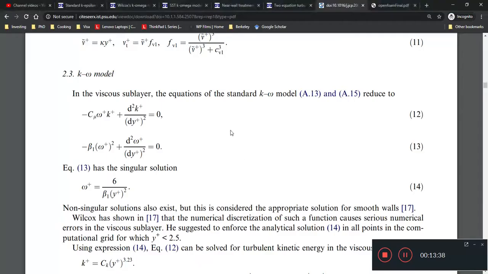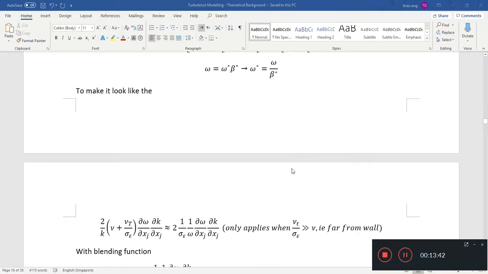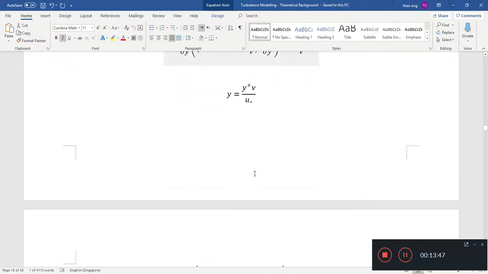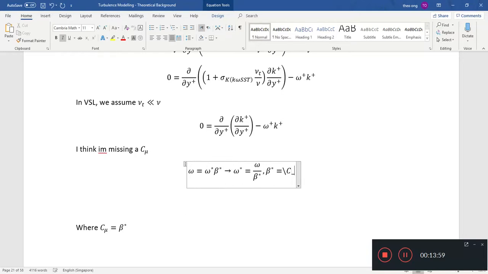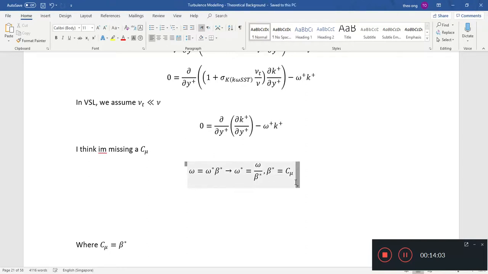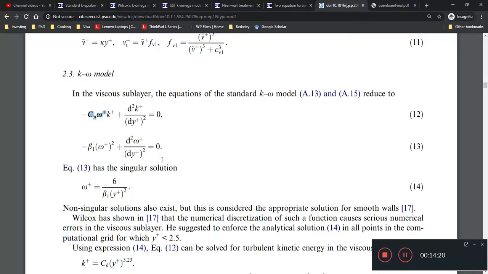but I think it depends on how you define this omega plus, right? Because this is where we find our c mu from, when beta star equals c mu. If we just substitute this in, we might get our missing c mu from there. Substitute this in, we'll get our c mu. It's as simple as that. The definitions can be a bit confusing, but you do the same thing and you'll get this. The important thing is to find how this omega actually changes with y, omega plus and k plus.